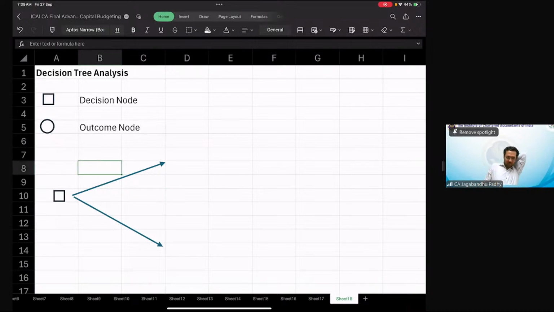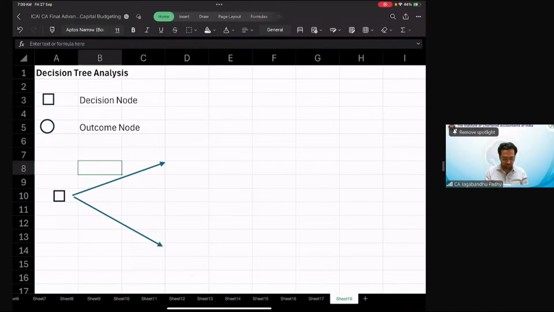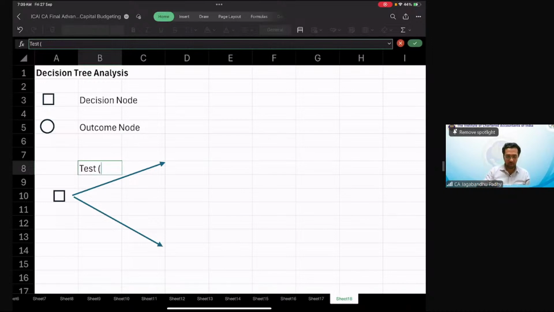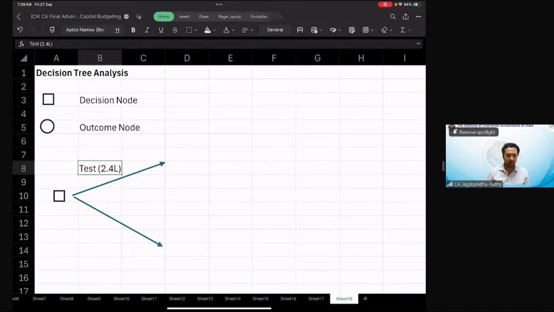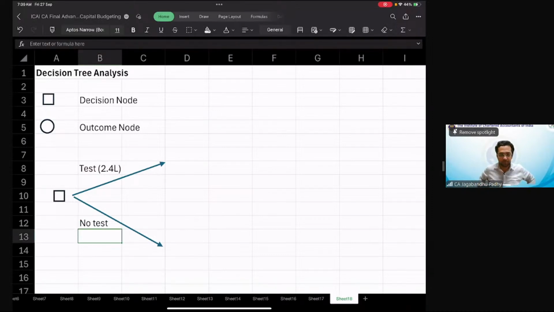So the first case is, we are going to test it. If you are going to test it, what will be the cash outflow that I need to pay? Can I say 2.4 lakhs? So I'm going to pay 2.4 lakhs if I'm going to test it. And if we are not going to test anything, there's no outflow at all.